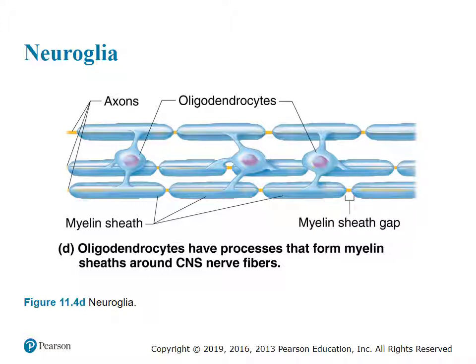So again, here's your typical oligodendrocyte. There's the same figure, but now we see that the oligodendrocytes make the myelin sheath, and there are also gaps in between as well.